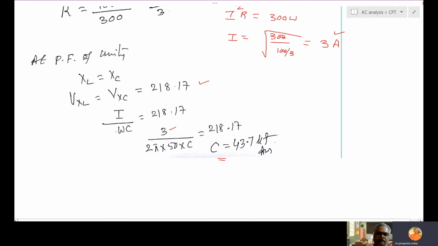So he is asking for what value of capacitor the power factor is unity. By equating VL and VC, the voltage across the inductor and the voltage across the capacitor are equal. It's indirectly a resonance concept. At resonance, the voltage across the inductor and capacitor is equal. Based on that, I am solving for C.